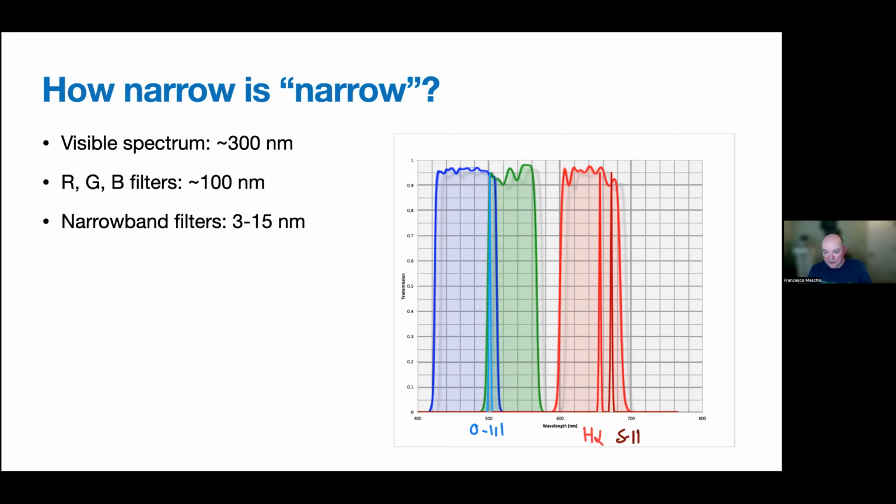And as a graphical representation, I tried to put here superimposed to the 3 windows for R, G, and B, the 3 transmission windows for 3 nanometer narrowband filters: oxygen 3, hydrogen alpha, and sulfur 2. Now, oxygen 3 is the shortest wavelength at 500.7 nanometers. H alpha has an intermediate central wavelength in the red region at 656.3 nanometers. And finally, sulfur 2 has 672 nanometers as a central wavelength.